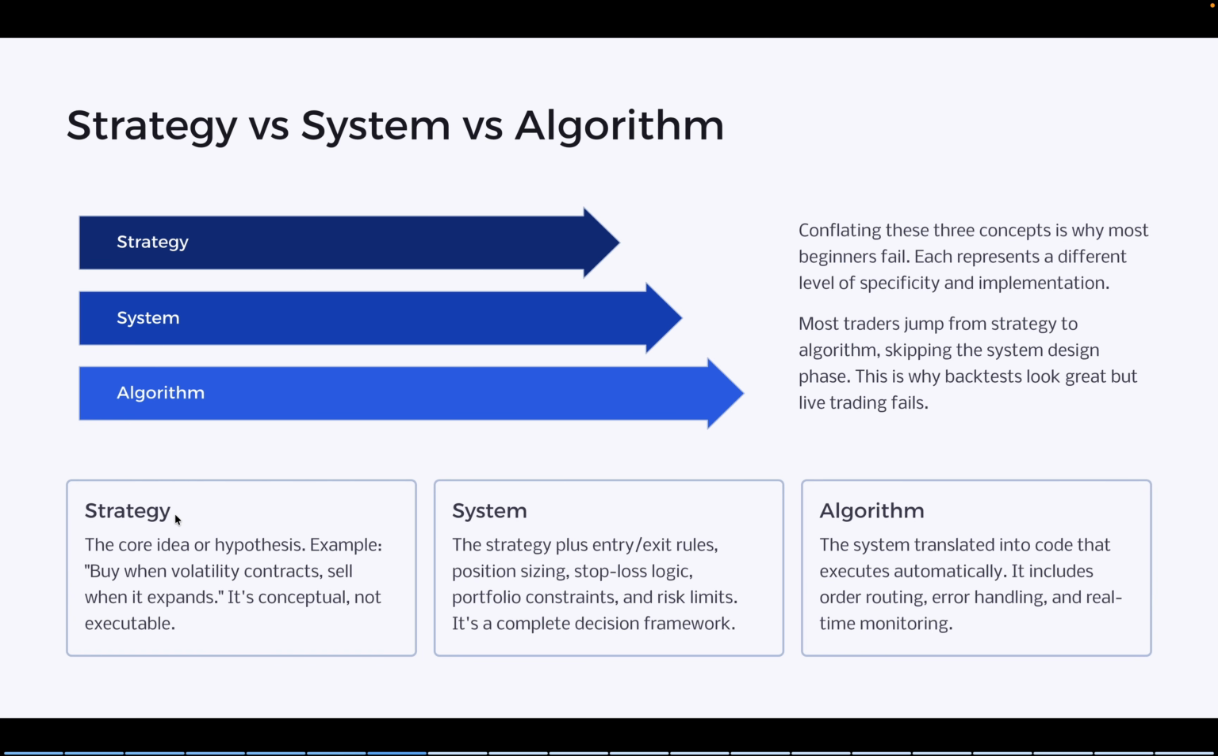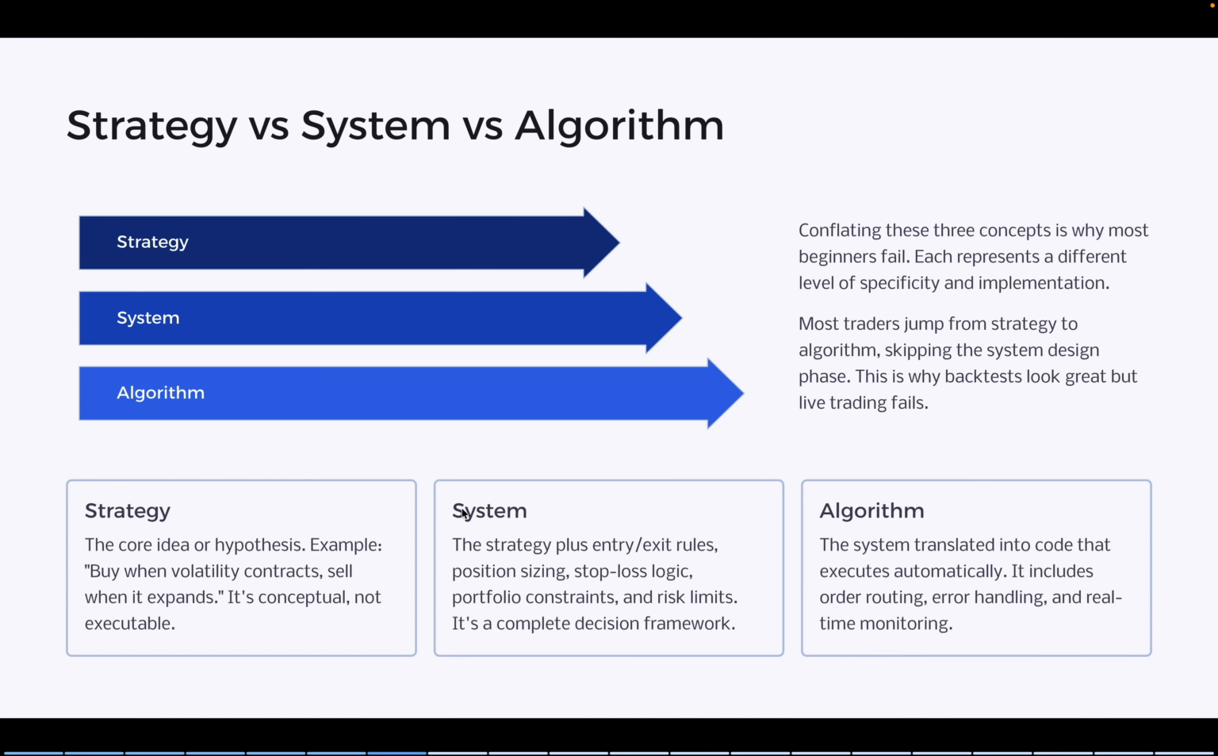Strategy is the core idea, the core plan, or the hypothesis. For example, buy when volatility contracts, sell when it expands. It's conceptual, but it's not executable. A system is the strategy plus entry and exit rules, position sizing, stop loss logic, portfolio constraints, and risk limits. It's a complete decision framework. And then the algorithm is the thing that actually executes the system, translated into code, and that executes it automatically. It includes auto routing, error handling, and real-time monitoring.